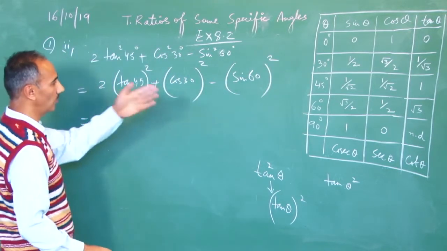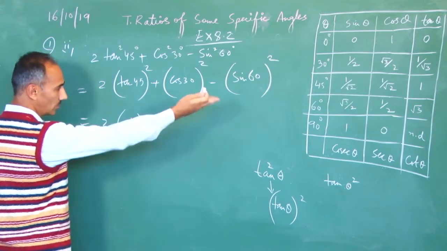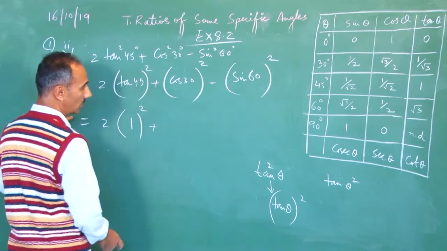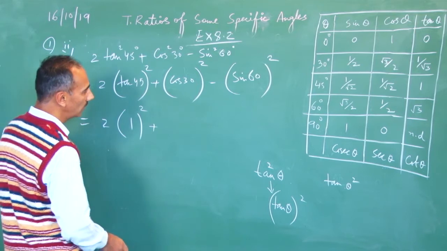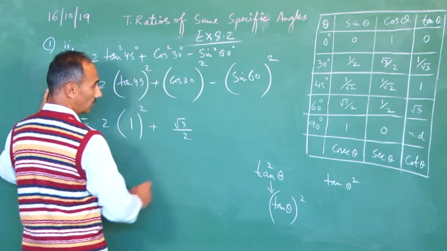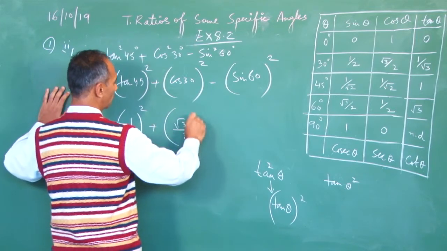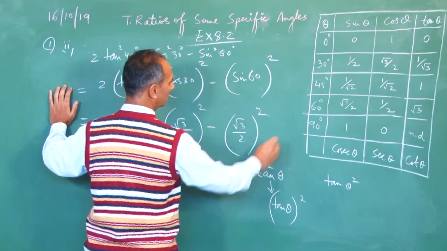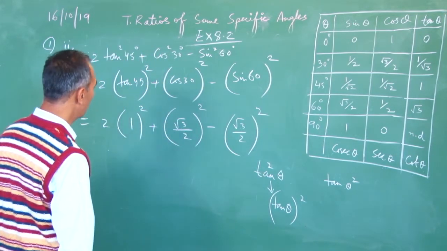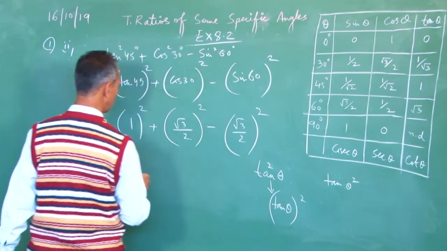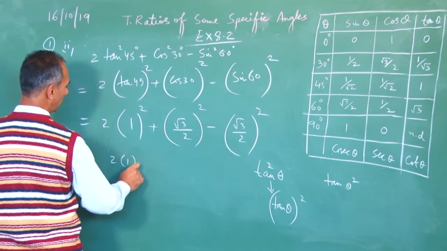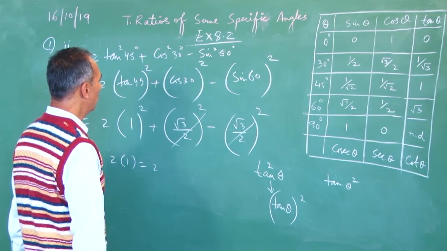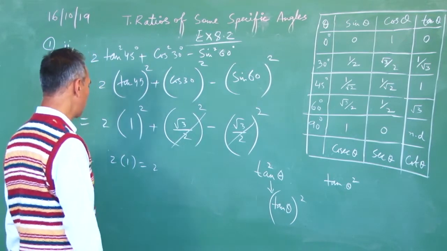So tan 45, if you observe, is 1. With passage of time, you will be retaining all these values when you work on questions based on this table. Cos of 30 is root 3 upon 2, and square of that, minus sine of 60 is root 3 upon 2, square of that. Now if you observe, these two values could be cancelled. So you simply get 2 into 1, that is 2, because these two are the same. So the value for this expression is simply 2.